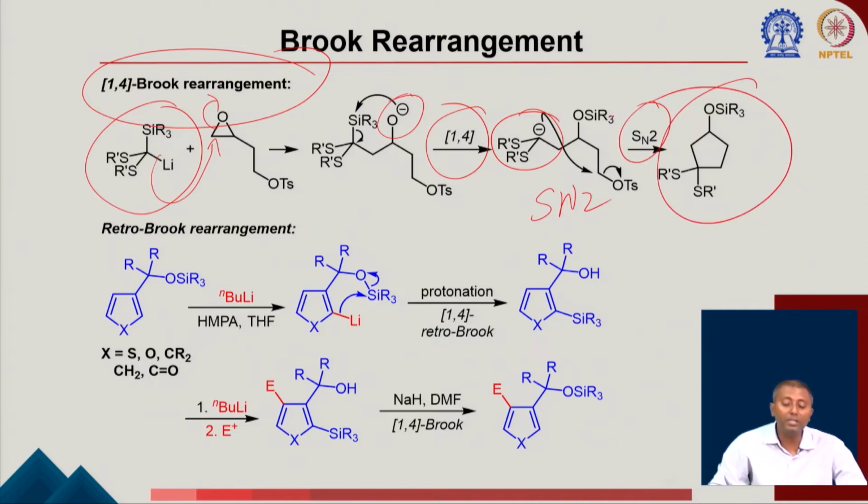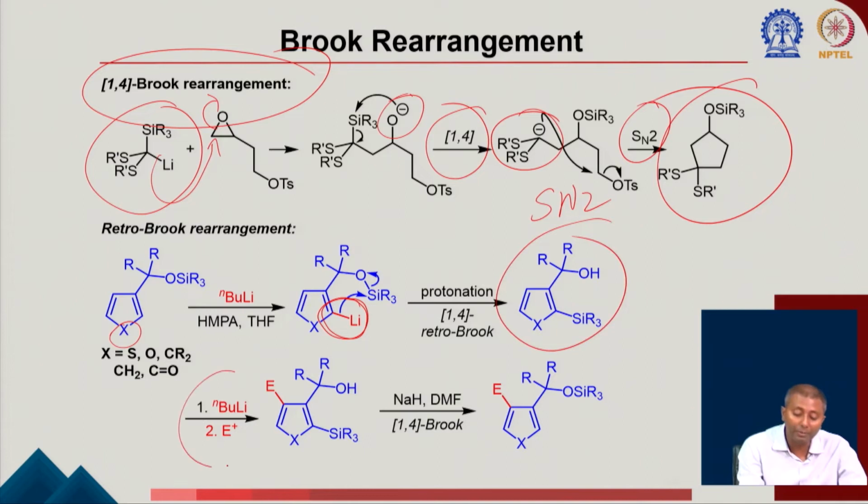There could be a retro Brook rearrangement, not only the Brook rearrangement; after that there could also be something called retro Brook. Here first you have this oxygen or sulfur. This can go for a directed lithiation. We have learned this in organolithium chemistry, that there will be directed lithiation here to generate this organolithium, which can now react with the silicon to cleave the oxygen-silicon bond to generate an OH, which now can be treated with n-butyl lithium for another type of directed lithiation from here, and then you can treat with the electrophile.